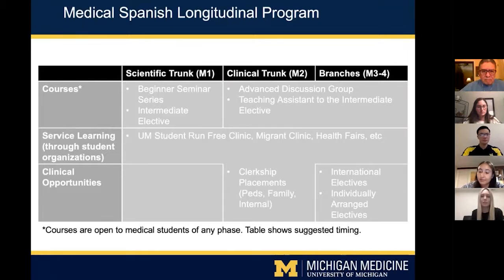And then as you progress through your clinical years and into the branches, you could continue with the advanced discussion group because those cases change every month. It's a different faculty member. Or in addition, you could be a teaching assistant to the intermediate elective when they have breakout groups. And then there are also opportunities for service learning. I've been an interpreter at the student-run free clinic, which sees uninsured patients. And you can also take part in the migrant clinic, which largely takes care of middle-aged farm workers that mostly come from Mexico, and they're just here in Michigan for a summer.